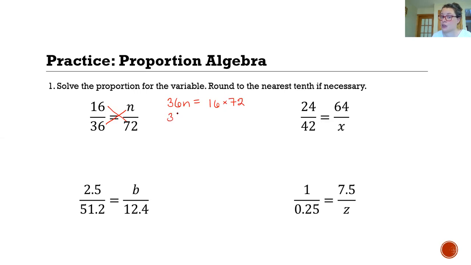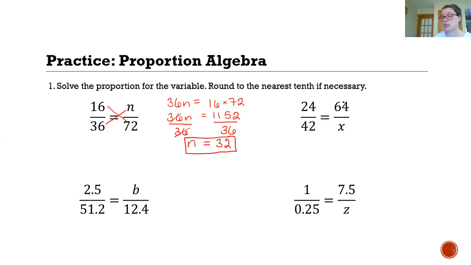Now that we have that, 36n equals 16 times 72, which gives us 1,152. With 36n, we need to divide both sides by 36. 36 is canceled, leaving us with 1n is equal to 32. All right, so pretty straightforward. I find sketching in the x often helps. Let's jump over to the next one.